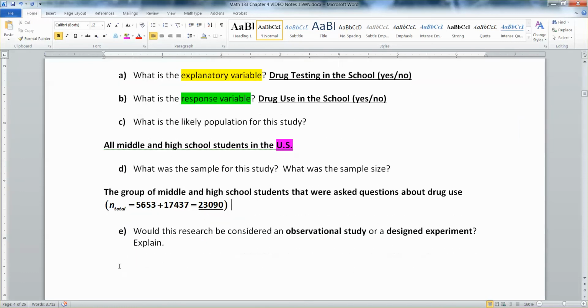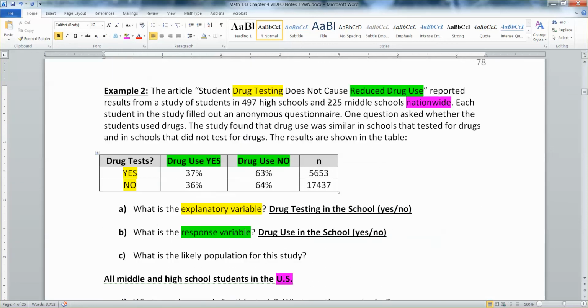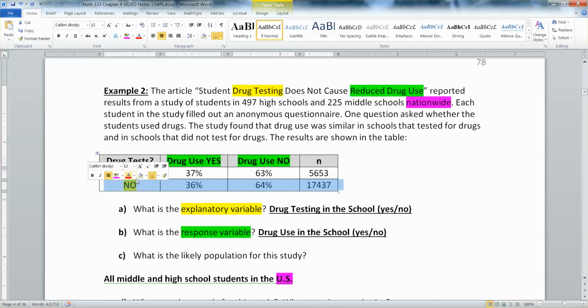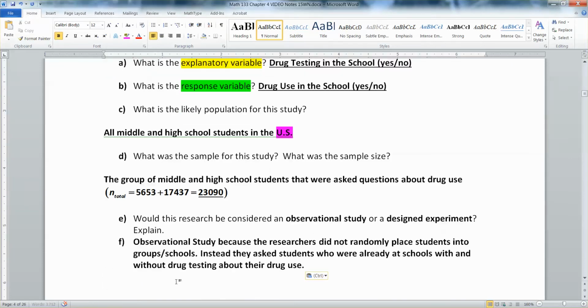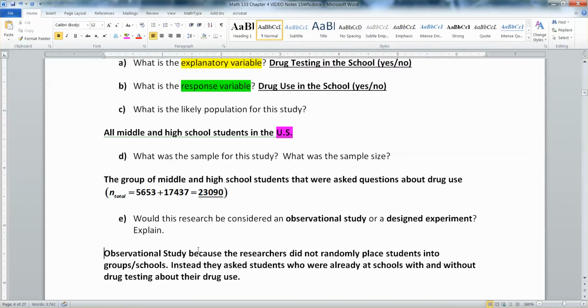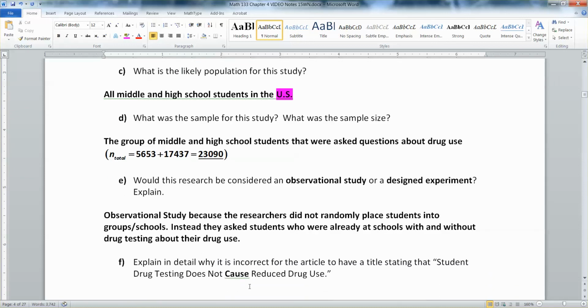Now, was this an observational study or a designed experiment? Oh, very much an observational study. These researchers at University of Michigan, they didn't force students to live in schools or to go to schools that had drug testing, or force students randomly to go to schools that did not have drug testing. They simply asked questions of students that were already in those groups. So the students were not placed in those groups. They were not randomly put there by the researchers. That makes it an observational study. When you're just asking people that are already in an area questions, that's observational.